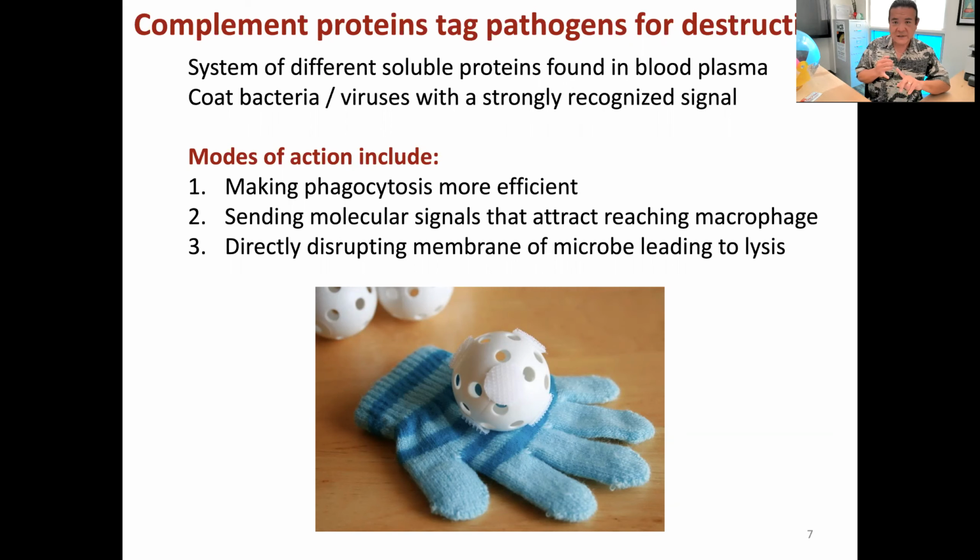So these complement proteins are soluble proteins. They float through your blood plasma. They coat bacteria and viruses with a strongly recognized signal that cells like macrophages can recognize via complement receptors on the macrophage. So the fuzzy part of the macrophage is the complement receptor that is the right shape to recognize and attach to the complement proteins on the bacteria. And so that's how you end up with this process happening. Okay. So the modes of action of complement proteins are, as I just showed you, they make phagocytosis, this process, a lot more efficient.